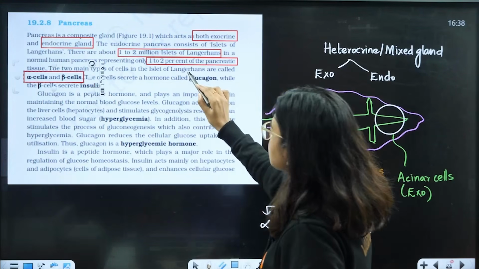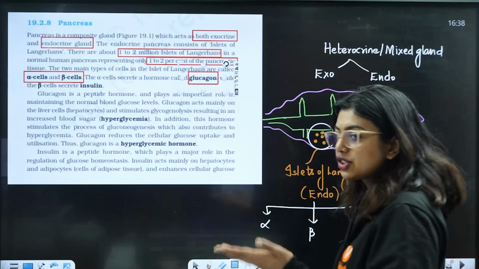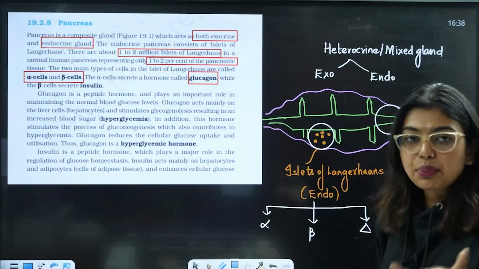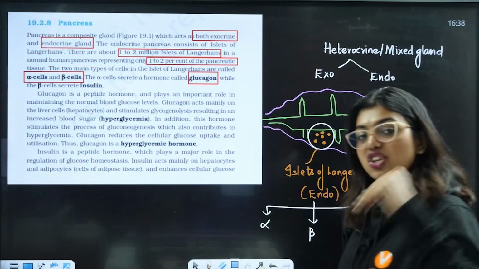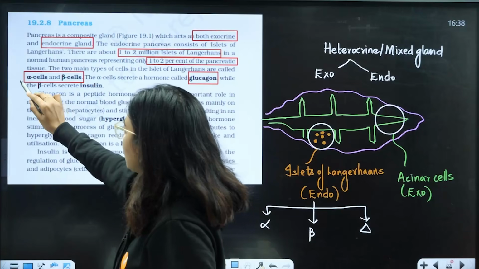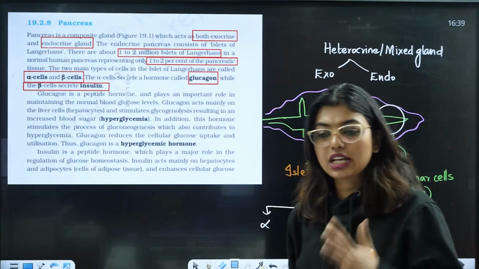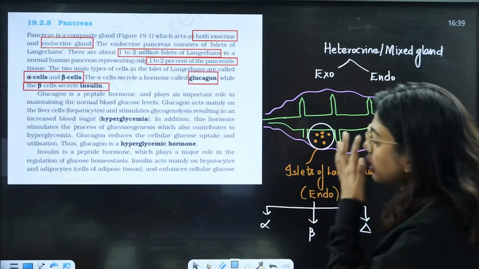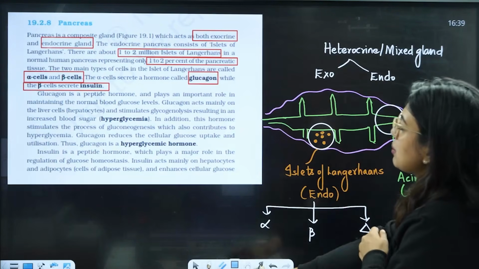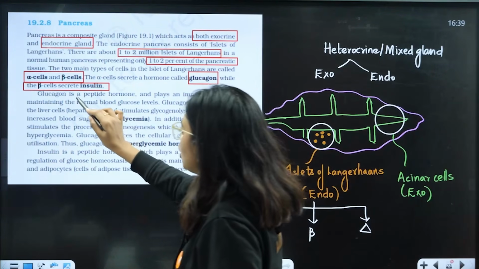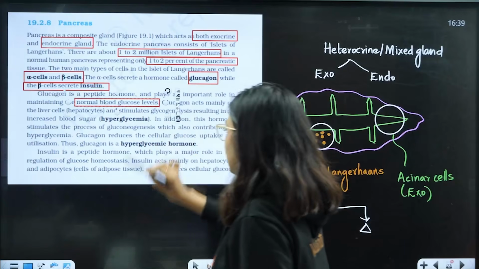The 2 main types of cells in islets of Langerhans are alpha cells and beta cells. The alpha cells secrete a hormone called glucagon, which will increase the glucose level, hyperglycemic, and we have insulin, which will decrease the glucose level. Okay, otherwise, students, homeostasis has to happen, balance has to be maintained. Glucagon is a peptide hormone and plays an important role in maintaining the normal blood glucose level.